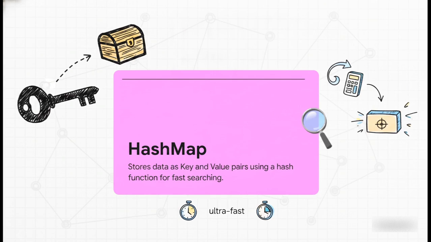Instead of scanning through a massive list to find someone's age, a hash map uses a key and value pair. It's like mapping the name Niranjan directly to the age 21. A mathematical formula called a hash function calculates exactly where that data lives instantly. This gives you ultra-fast searching, insertion, and deletion. It's absolutely the backbone of modern database indexing and caching.